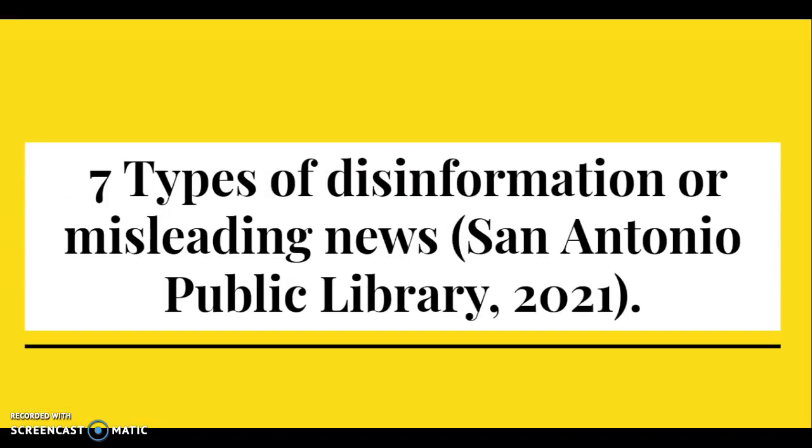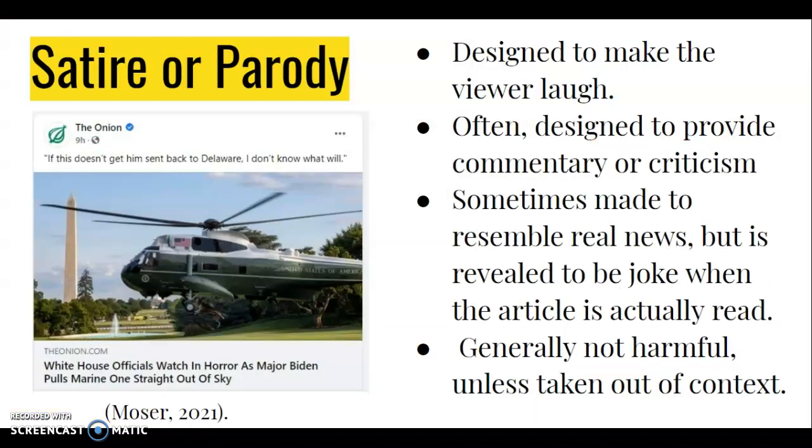So we're going to start with the 7 types of disinformation and misleading news. The first one is satire and parody. They're usually designed to make a viewer laugh. They often provide commentary and criticism. Sometimes they're made up to resemble real news, but are revealed to be a joke once the article is actually read. Generally, satire and parody is not harmful unless it's taken out of context and presented as real news.